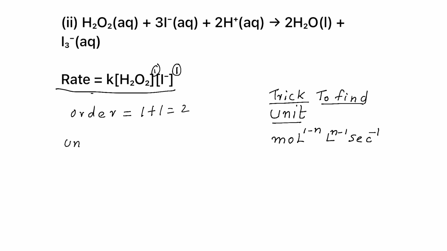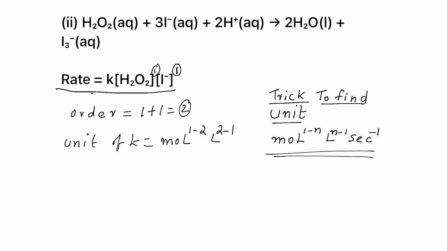Now what is the unit of K? Unit of K, you know, you have a trick. How to do it? Mole raised to 1 minus N. What is N? 2, right? 1 minus 2, liter 2 minus 1. Then second raised to minus 1. So what is that? Mole inverse liter second inverse. Again second order reaction. So same unit. So we can move to the third question.